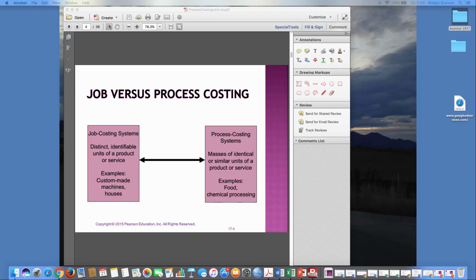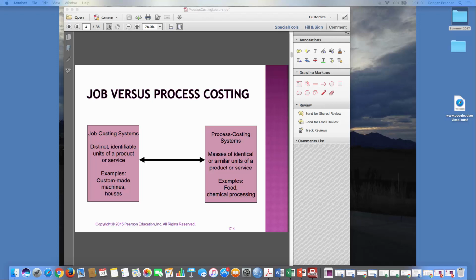Right, so we're going to talk about process costing and differentiate it from what we talked about in the previous chapter with job order costing. First of all, just to make sure we're clear about the distinction, job order costing involves unique, identifiable items, something which I can easily distinguish from something else.